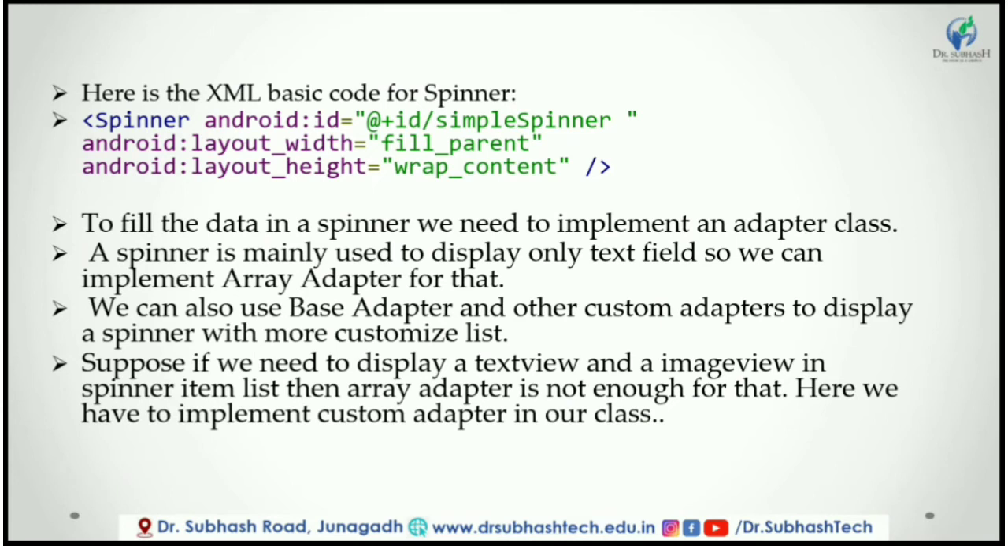Suppose if we need to display a text view and an image view in a spinner item list, then array adapter is not enough for that. Here we have to implement custom adapter in our class.